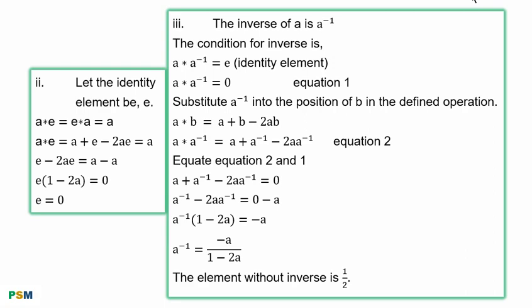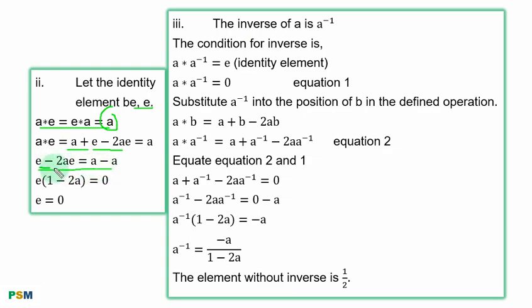Roman figure 2: let the identity element be e. In the given operation, you replace b with e, and a remains the same. So you have a + e − 2ae, then you equate it to a. Collect like terms. You have this result.